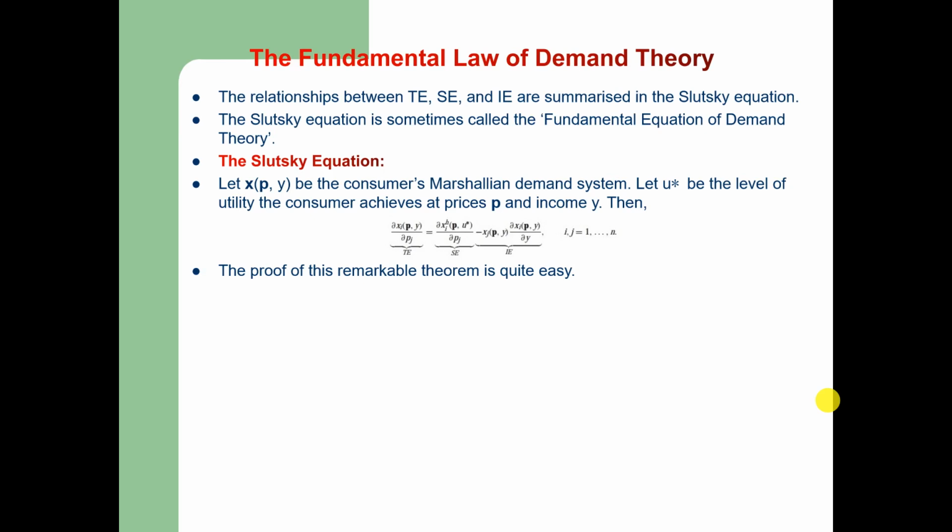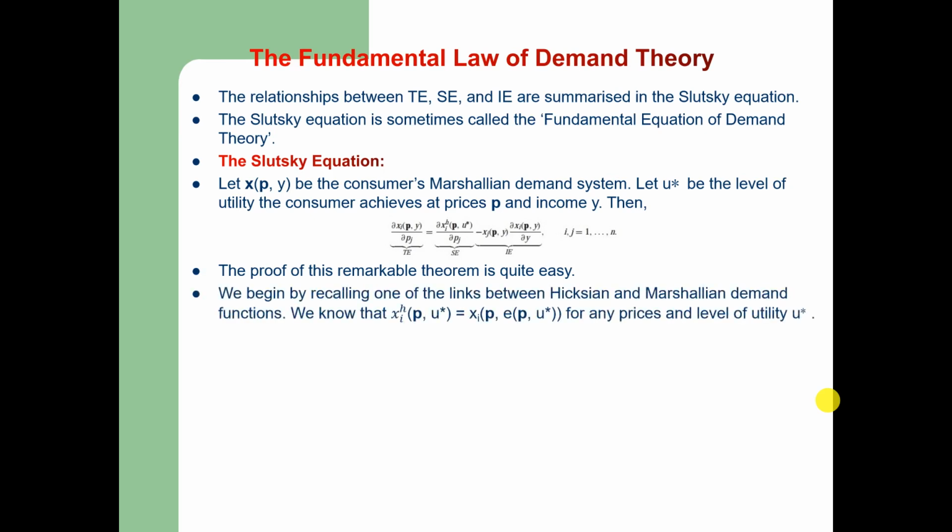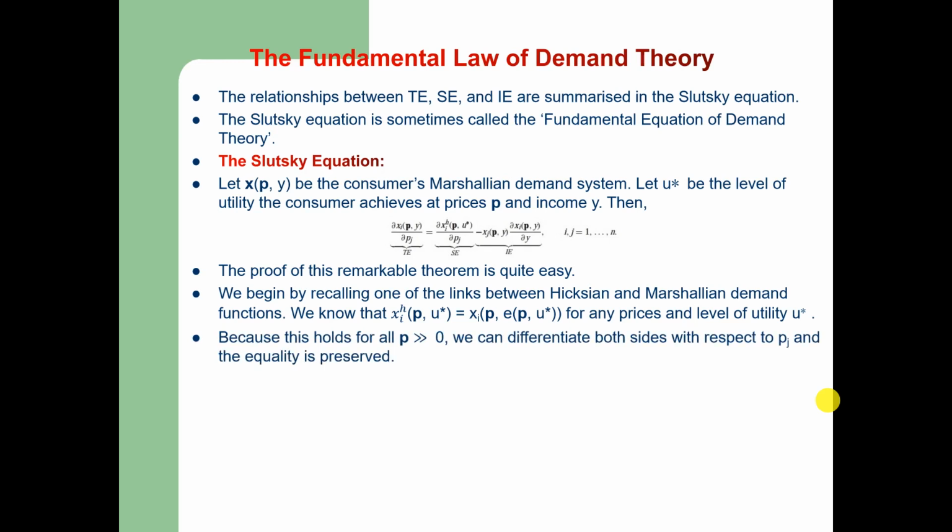The proof of this remarkable theorem is quite easy. Let us begin by recalling one of the links between Hicksian and Marshallian demand functions. We know that the Hicksian demand function can be obtained by substituting the value of the expenditure function in the Marshallian demand function for any prices and level of utility U star. Because this holds for all prices which are strictly positive, we can differentiate both sides with respect to Pj, and the equality is preserved.